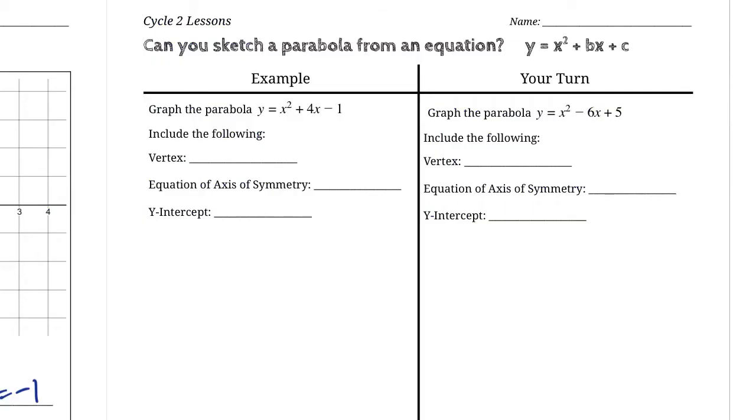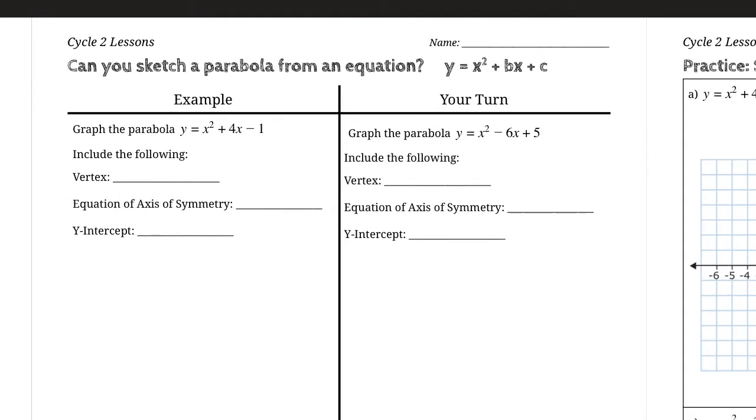The next part of this video, we're going to talk about how to sketch a parabola from an equation. Now, the equation that we're going to use is going to look like this: x squared plus bx plus c. So we could have any value in front of the x here, or any value here at the end as c. You'll notice there's nothing in front of the x squared, and this process only works when that's the case. We call this form of a parabola standard form.